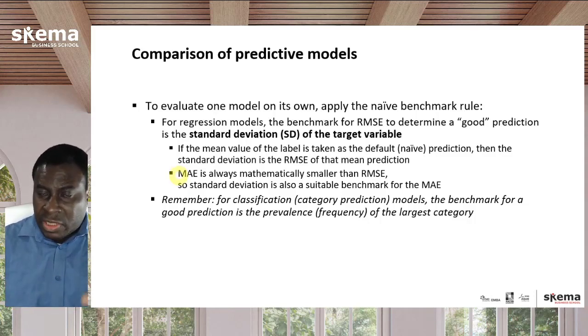But remember, this is for regression models that predict specific numbers. For classification, when you have categorical predictions, the benchmark is the prevalence or frequency of the modal category in the dataset.